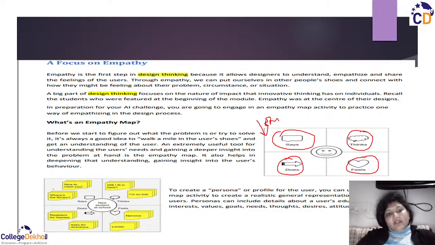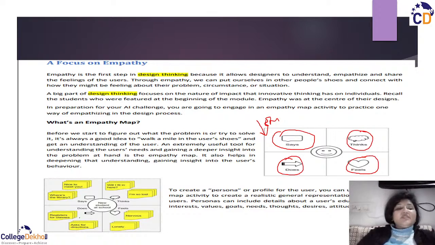Let us take an example. "Nice to meet you. Where is the library?" That is what the person says. Then what they think: "Will I fit in here? I am so lost." How do they feel? Lonely and nervous. And then what they do: registers for the class, asks for directions, right? So this shows how a problem looks when you are in the empathy phase, when you are focusing on empathy, right?